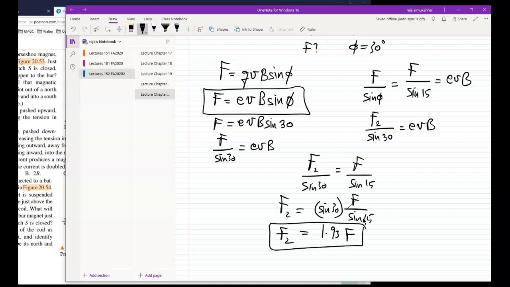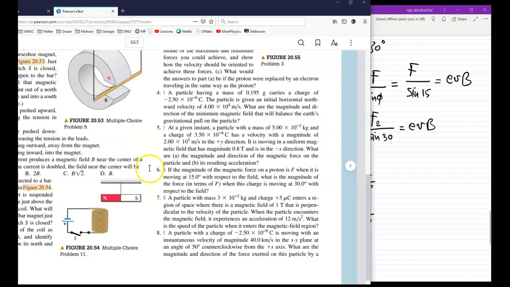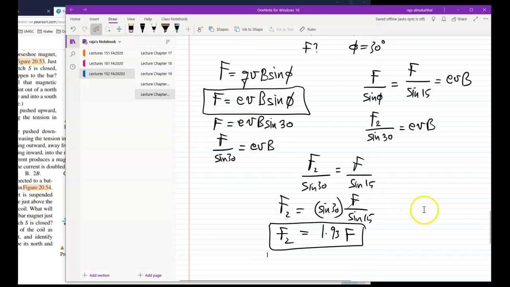Because he said, look, what is the magnitude of the force in terms of F when this charge is at 30 degrees? Well, what's the magnitude? 1.93F. See what I'm saying? Here's another way of doing it.